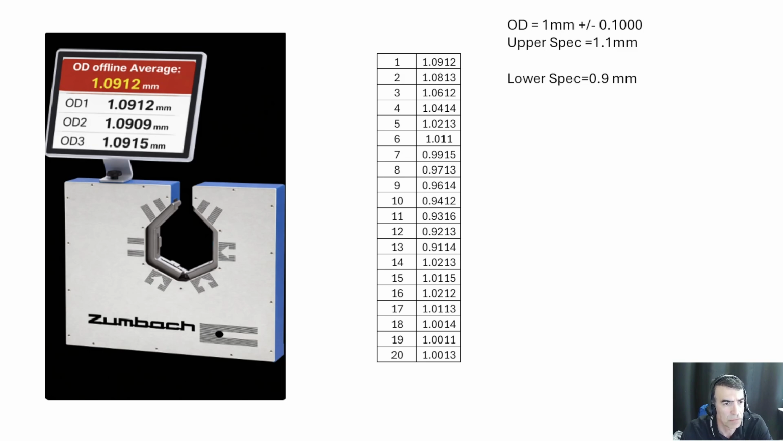We have measured all 20 samples here, and for the outer diameter, the specification is 1 millimeter plus minus 0.1. So basically, the upper limit is 1.1, and the lower limit is 0.9 millimeter. If you go lower than 0.9, the part is too small, and we'll have a problem with that. If we go above 1.1, the part is too large, and again, we will have a problem with that. So the limit is 0.9 and 1.1.